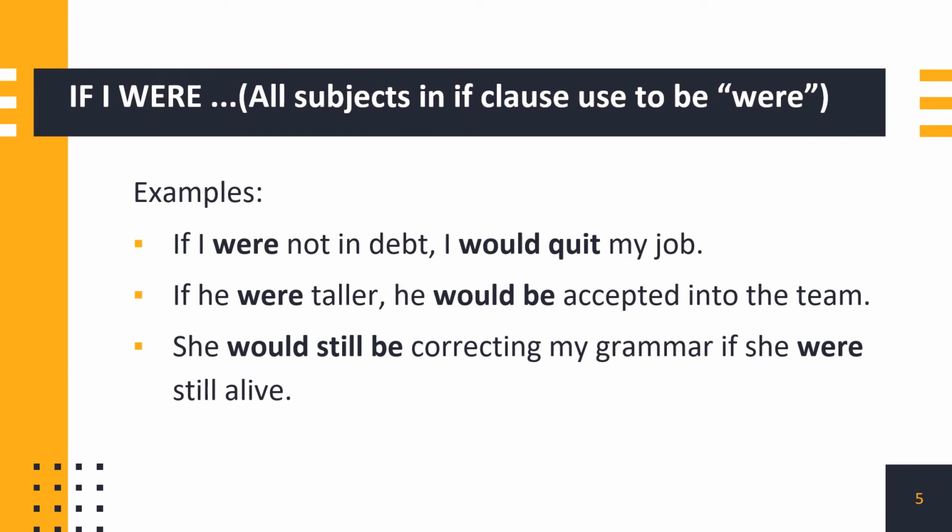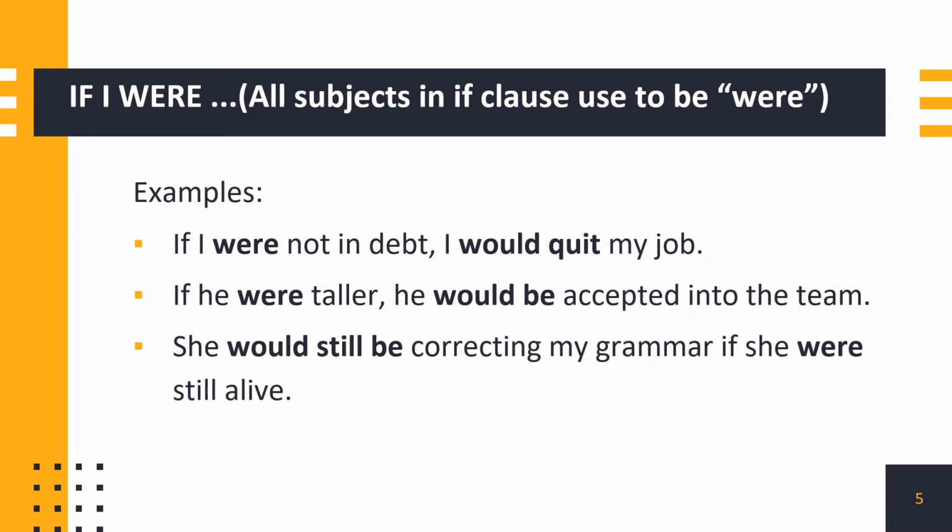Next, sometimes we also use to be in the second conditional sentence. We need to remember that in past simple, to be consists of was and were. But in the form of second conditional sentence, all subjects in the if clause use were. For example, if I were not in debt, I would quit my job.